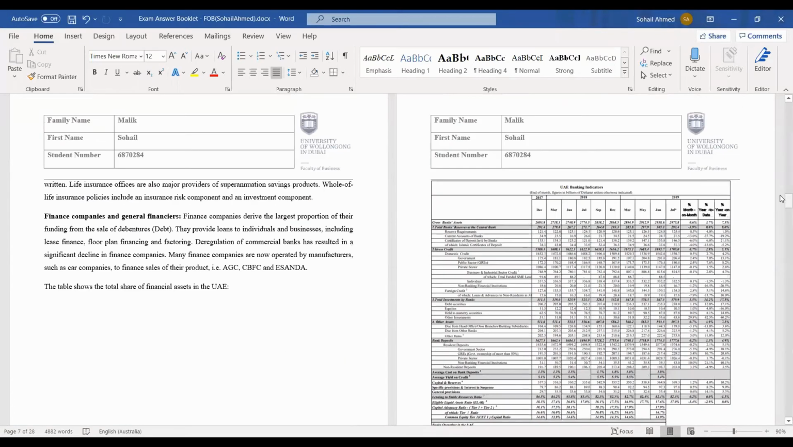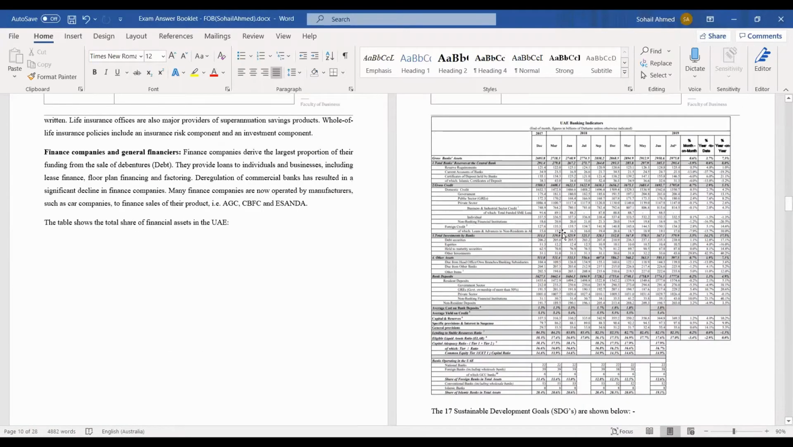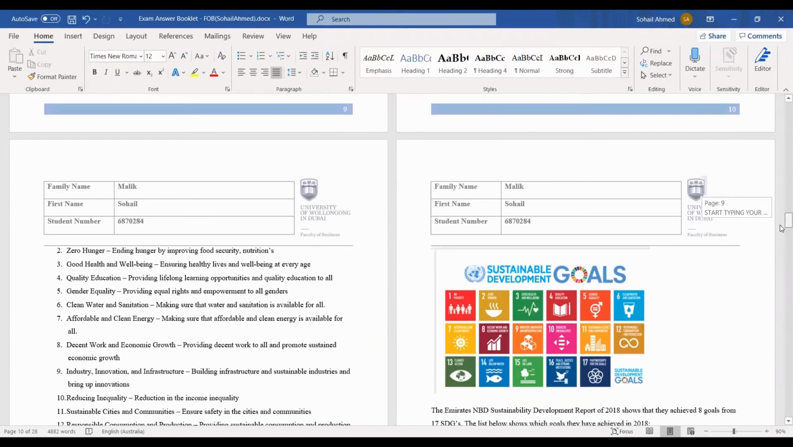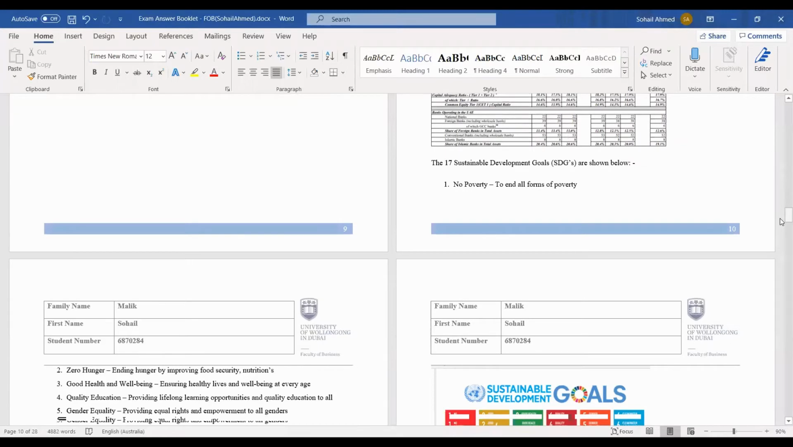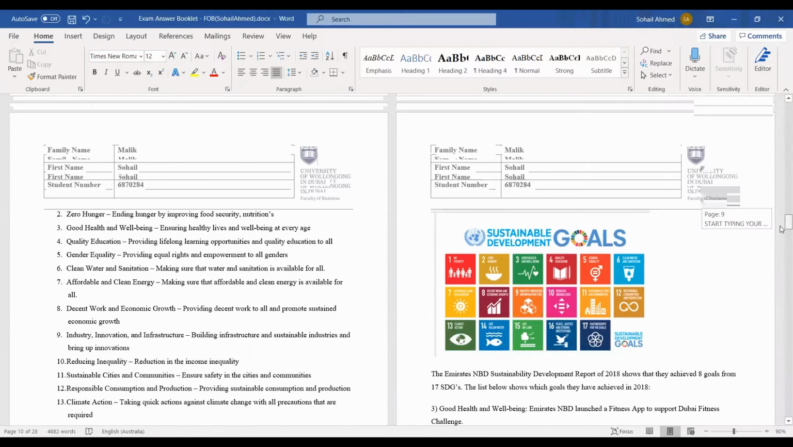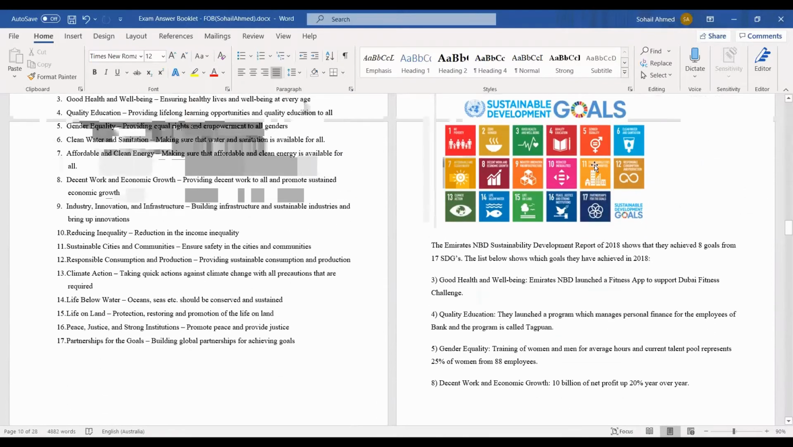So this table right here is the table for the total share of financial assets in the UAE. And these are the 17 sustainable development goals developed by the United Nations. There's a diagram for that as well. And according to the sustainability report of MSNBD Bank of 2018, they achieved 8 goals.